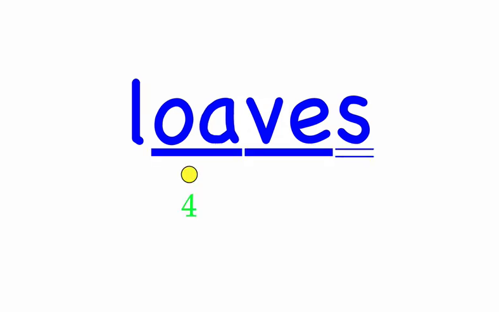Loaf, loaves. The baker made many loaves of bread. Loaves. 4 sounds. L, o, v, z. Loaves. Here we have a root word that ends in f. We change the f to v and add es. Mark the word. Loaves. And our final row 6, the first word is kiss, and the plural is kisses.